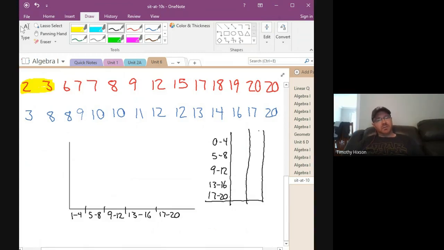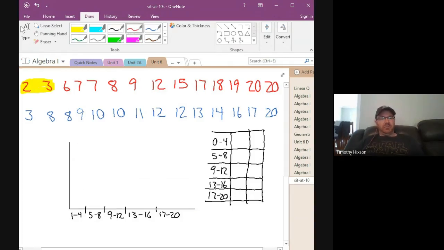Okay, and this will help us as we go to draw our histogram. If we were doing a dot plot, we wouldn't bother with these ranges. A dot plot, you would put every different value 2 through 20 on here, and then you put dots. But for a histogram, we're actually going to divvy this up.